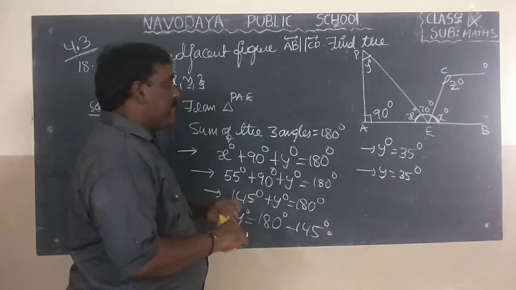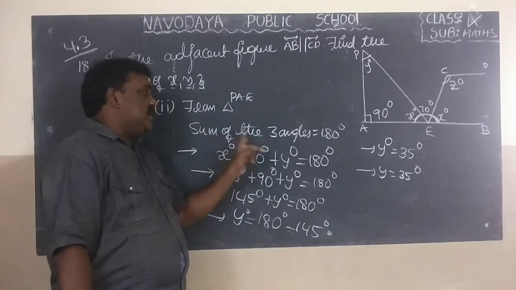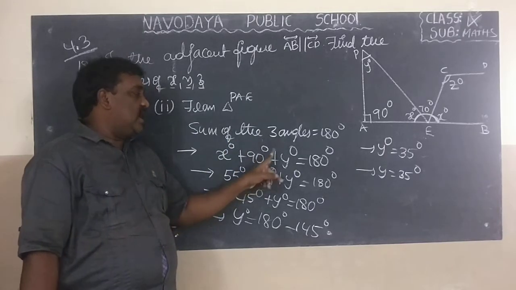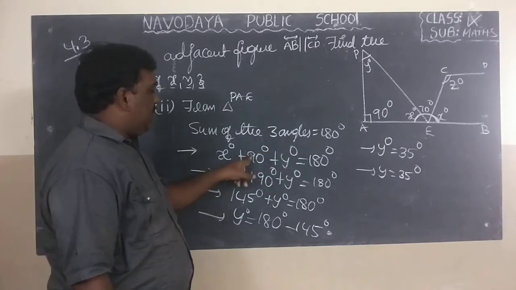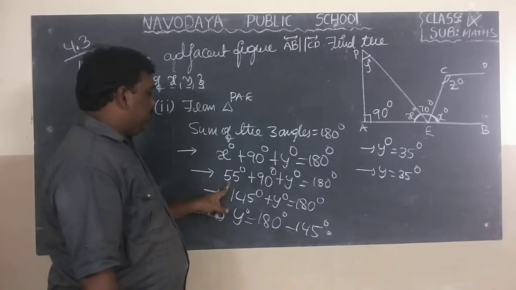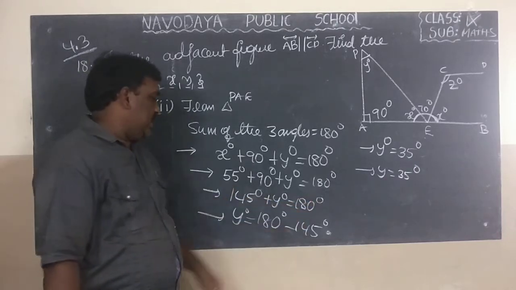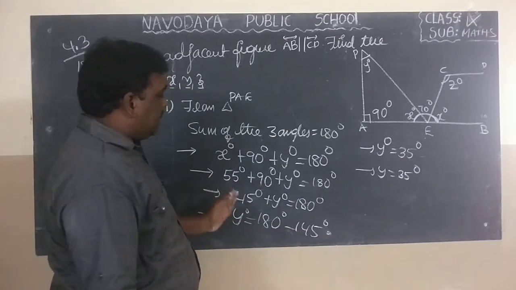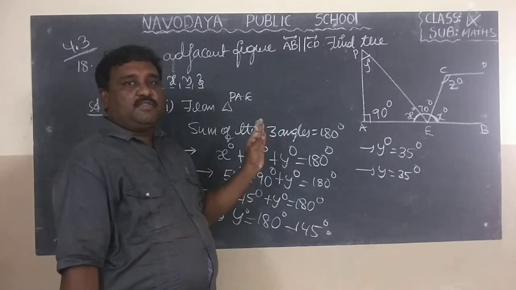See the second part again. What is the second part? PAE is a triangle. Sum of the three angles is 180. First angle X, second angle 90, third angle Y equal to 180. X how much? 55 plus 90 plus Y equal to 180. 55, 90 how much? 145 plus Y equal to 180. 145 is moving to the right side. Y equal to 180 minus 145. Y value 35. So the second part of the problem is completed.